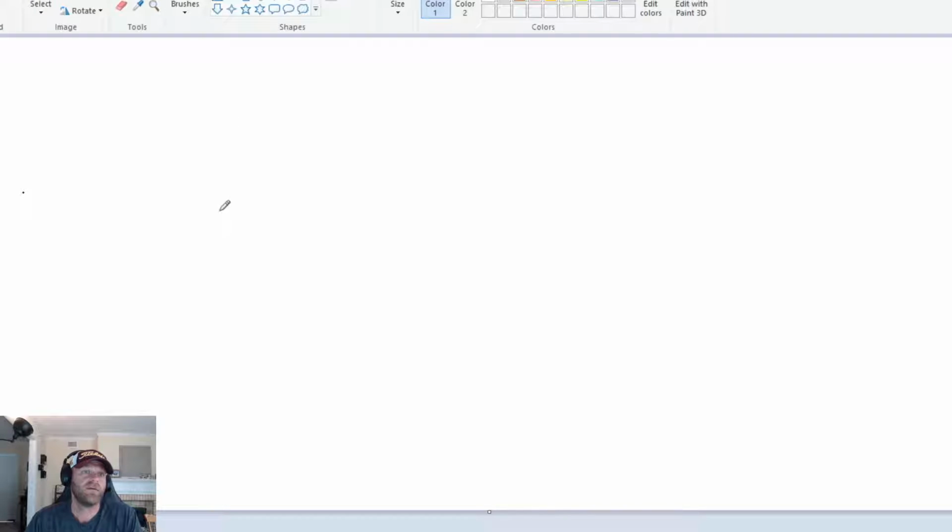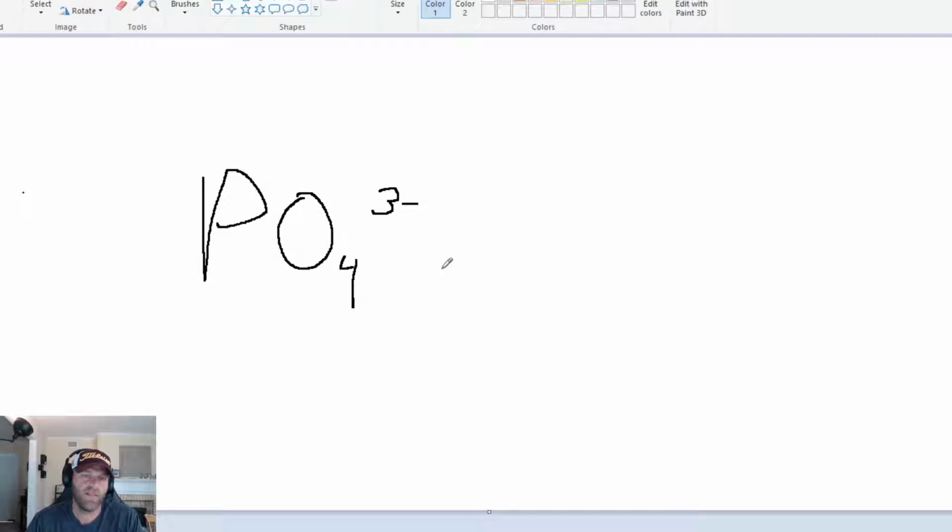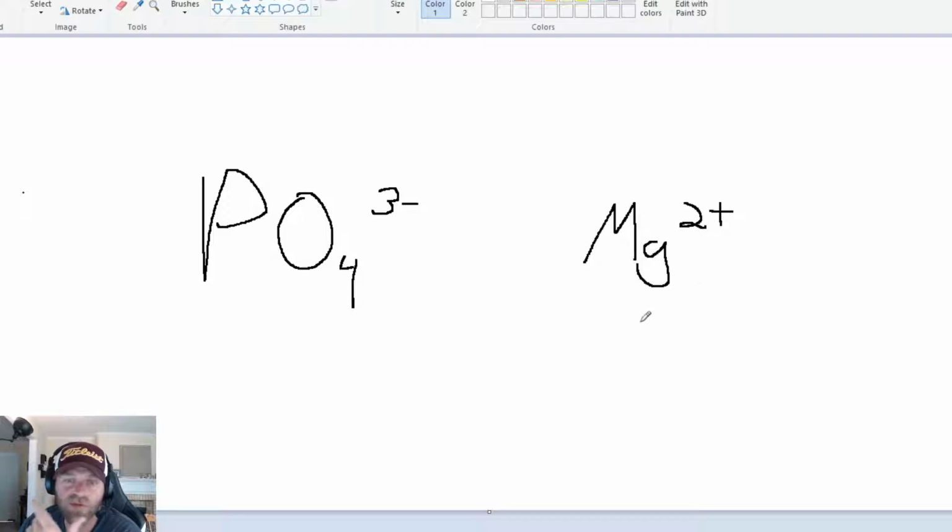Let me do phosphate. So phosphate is PO4 3 minus. Okay. Now let's say I want to put this in with magnesium that is 2 plus. Remember, ionic bonds and ionic compounds are all about balancing charges. So it would take 3 of these and 2 of these, because 6 is the least common denominator between the two. So I have to get 2 phosphates together with 3 magnesiums.